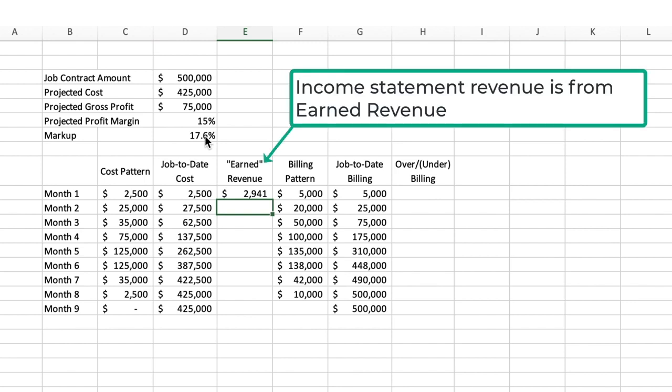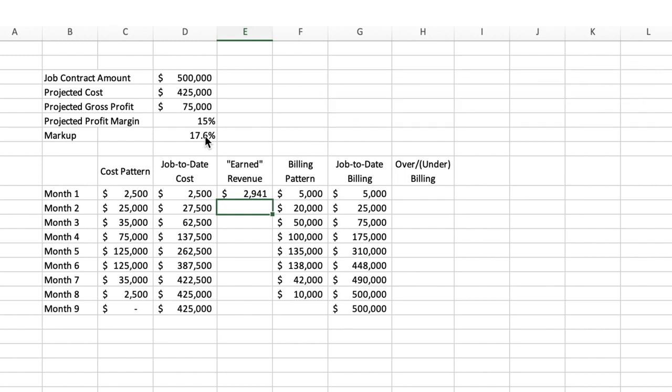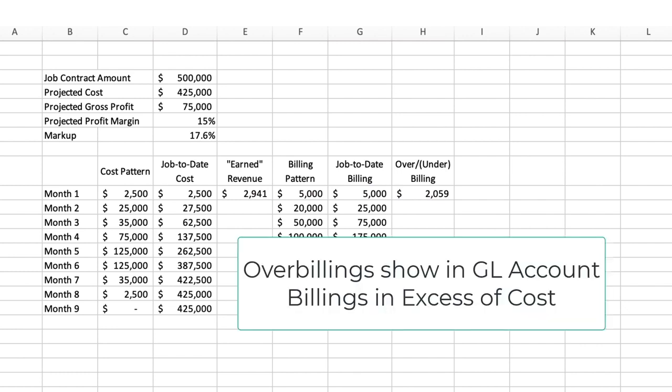The difference between the actual billing and the revenue amount is called overbilling. This amount sits on the balance sheet and will not convert to revenue until you have generated enough cost to have earned it. The name of the general ledger account is usually something like billings in excess of cost. Now let's go to month 2.